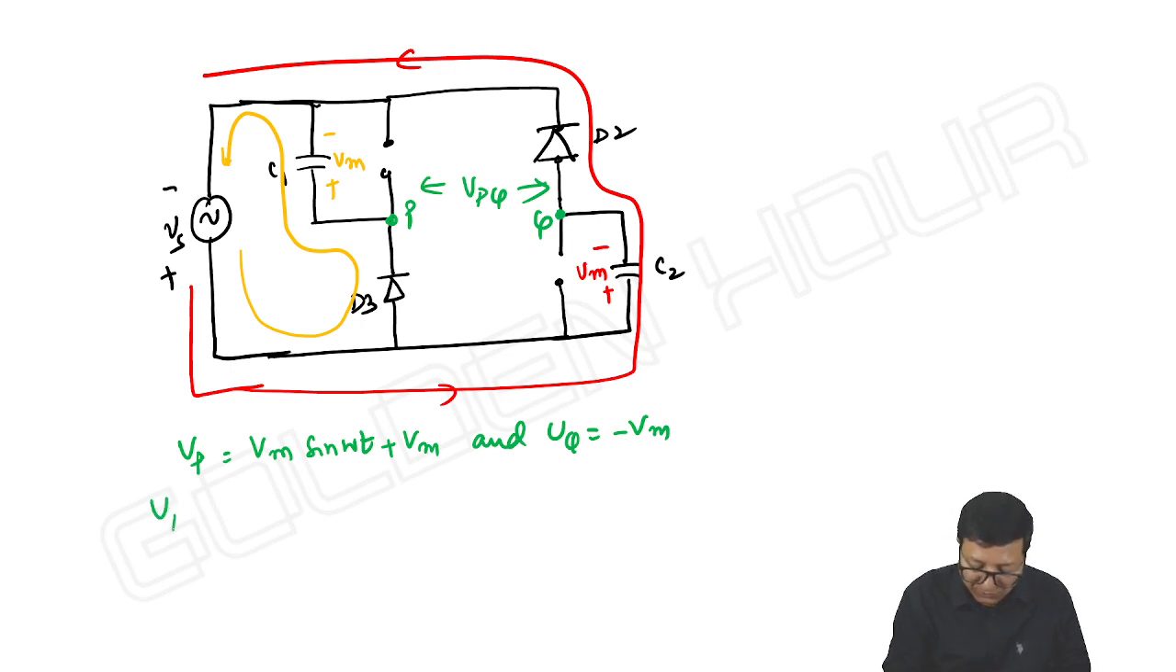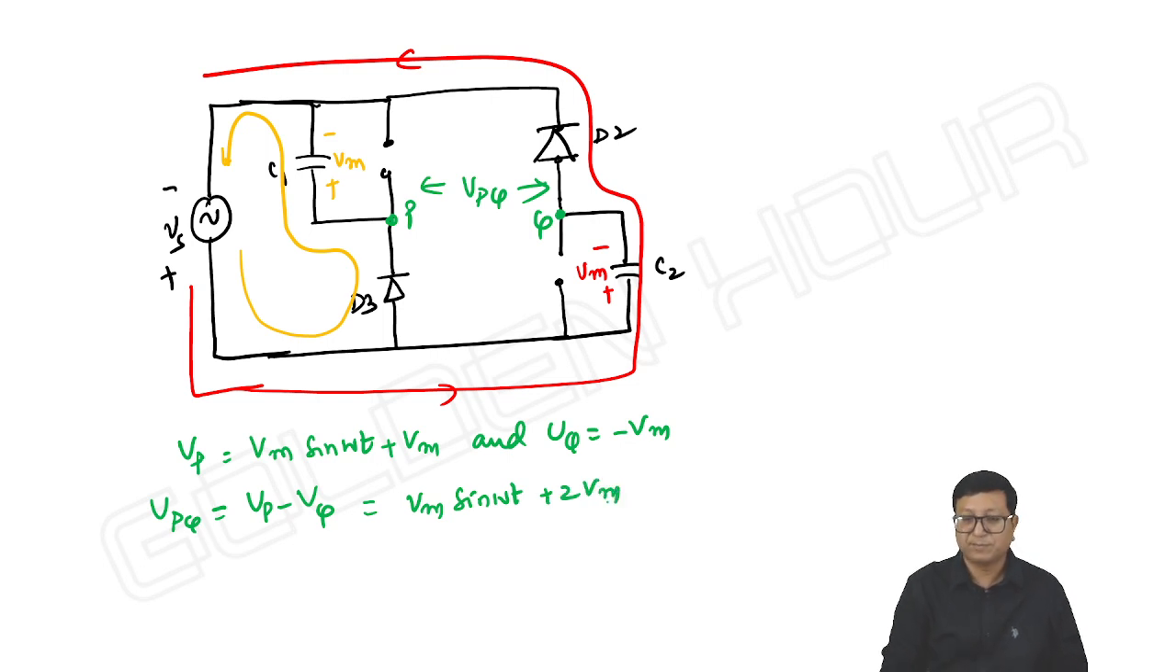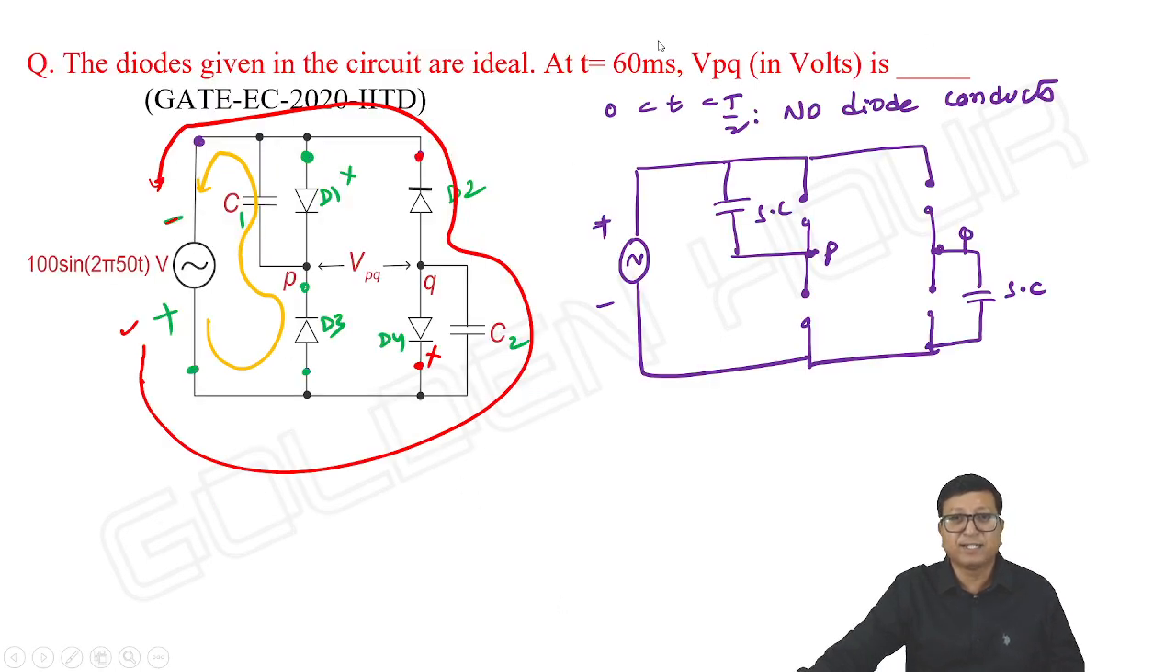So what about VPQ? It is equal to VP minus VQ. It is Vm sin omega t plus 2Vm. This is our output equation. Okay. And okay, this is fine. What they are asking, find the output at t is equal to 260 milliseconds.